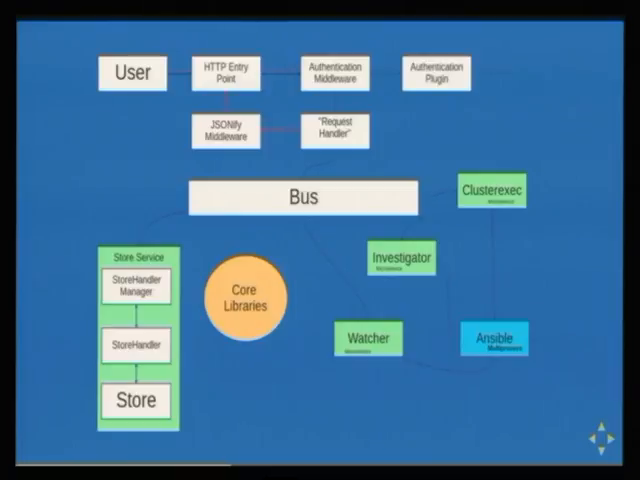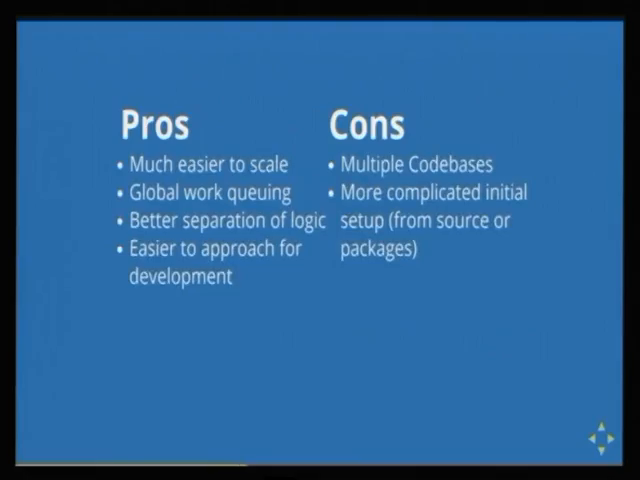But here we also have pluggable authentication, we have logic inside the request handler, and I've split everything out as much as possible. What that gave us was that it was much easier to scale, since you didn't have to scale the entire thing just for adding more services in. It gave us global work queuing, which is an obvious thing when you have a bus, and better separation of logic, which was easier for development. The only negatives that we ended up having was that we had 3 code bases instead of 1, which meant installation meant you installed 3 things rather than 1. So it was very minor when it came to the negatives, but for us it was worth it.